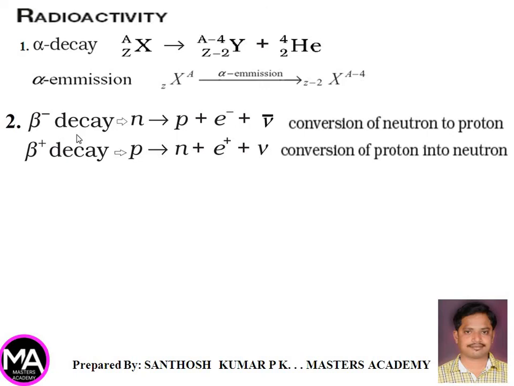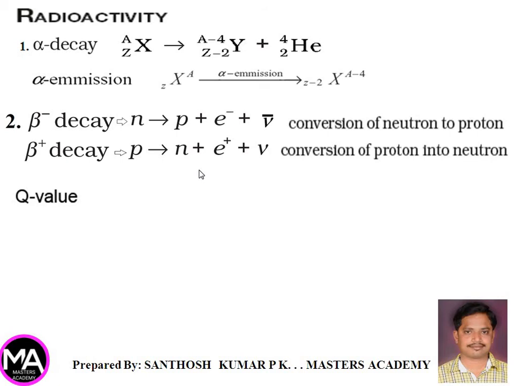Beta decay: you know that there are two types of beta decay, beta minus decay and beta plus decay. Beta minus means whenever a neutron is converted into a proton, and beta plus means whenever a proton is converted into a neutron. In both cases, there will be an uncharged particle, one is a neutrino and the other is an antineutrino. So in beta minus decay, you will get an electron, and in beta plus decay, you will get a positively charged electron, which is nothing but a positron.